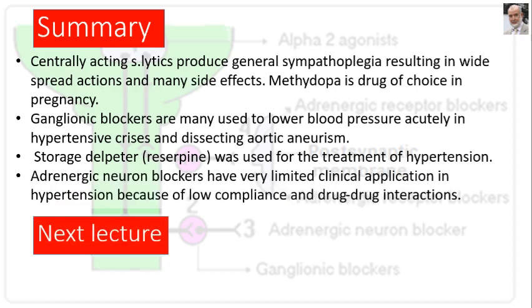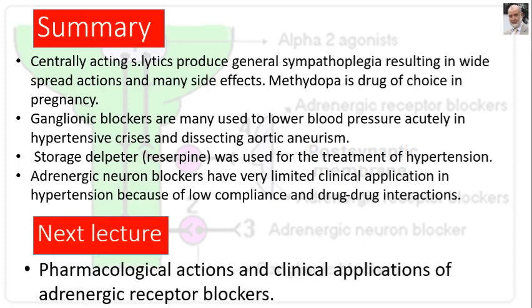Lastly, adrenergic neuron blockers, we have said, have very limited clinical application in hypertension because of low compliance and drug-drug interactions. Low compliance is because of the many side effects produced by these types of drugs. They are a third-line choice. So by this we have finished talking about part 1 of sympatholytics. In the next lecture, we'll talk about part 2 of sympatholytics, and this includes the adrenergic receptor blockers, which have very important clinical application. Inshallah, we'll talk about them in our next presentation.